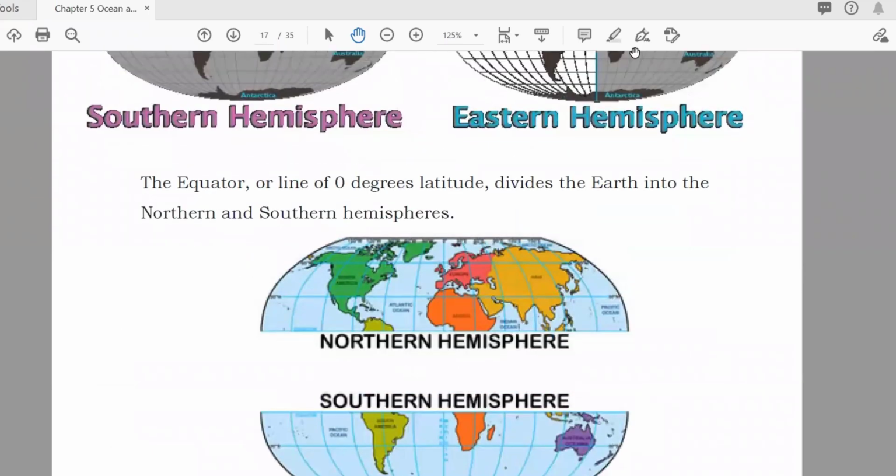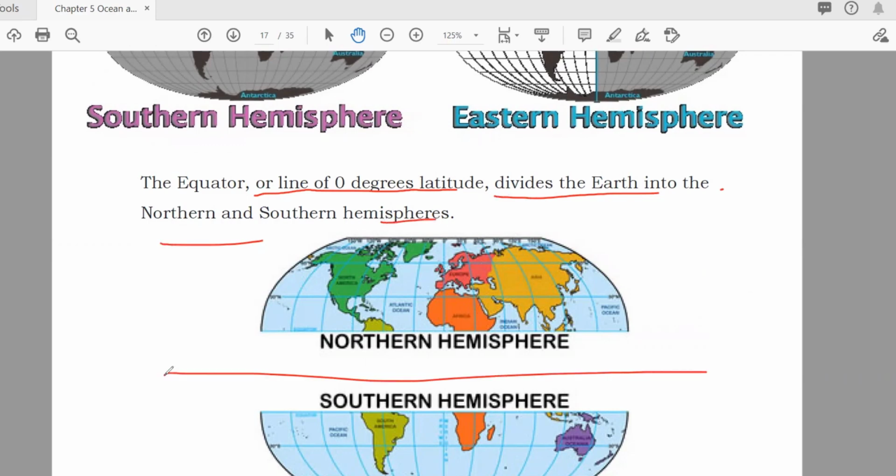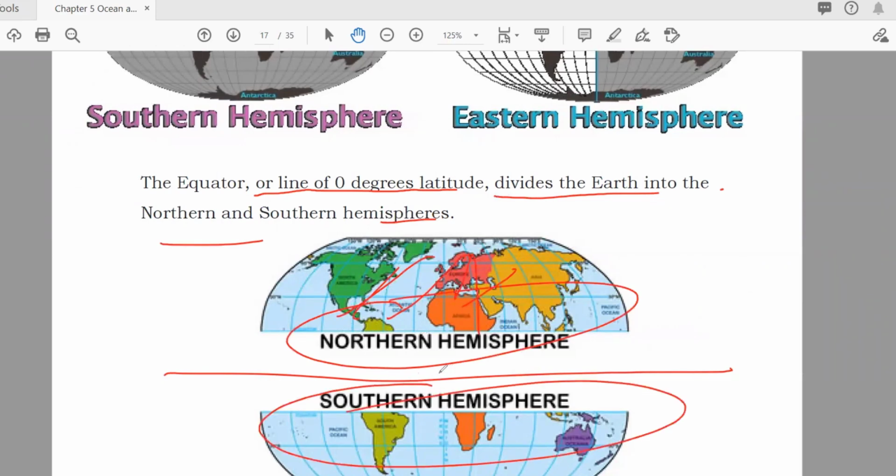No. Okay. Now again, the equator, or line of 0 degree latitude, divides the earth into the northern hemisphere and the southern hemisphere. Same thing I'm talking about. If you draw the equator, you'll find the upper part you can say northern hemisphere, and the down part you can say southern hemisphere. And if you divide it in this way, you can say here eastern, the other one you can say western.